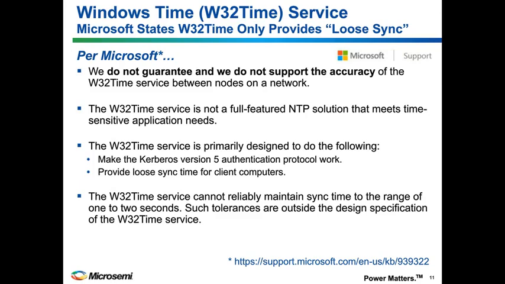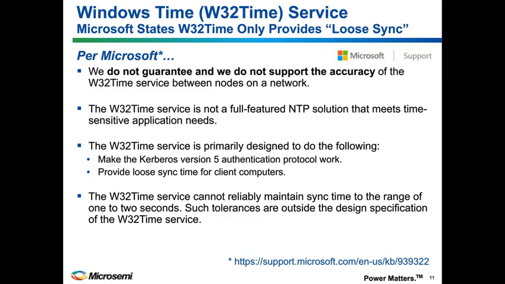So, they don't guarantee the accuracy. It's not full-featured NTP. You go down there, it's mainly for Kerberos, for authentication, and some general loose time sync for client computers. But the main point is on the last bullet, when they say that it can't reliably maintain sync to the range of 1 to 2 seconds, right? So if you're one of these organizations trying to keep microsecond or millisecond accuracy for log files or whatever the case may be, the Windows W32Time service wasn't built to do that. And so that, of course, brings in the solution and the problems we're addressing.